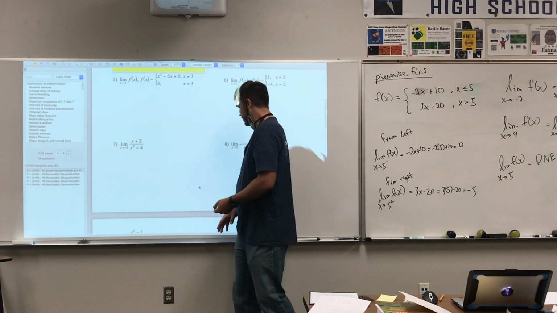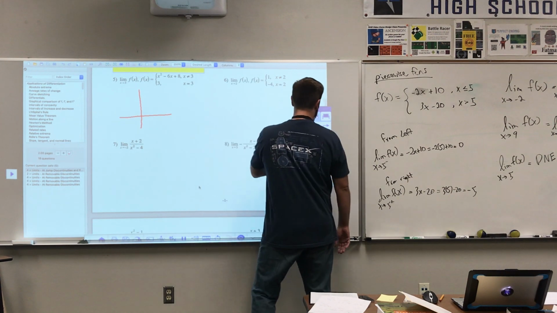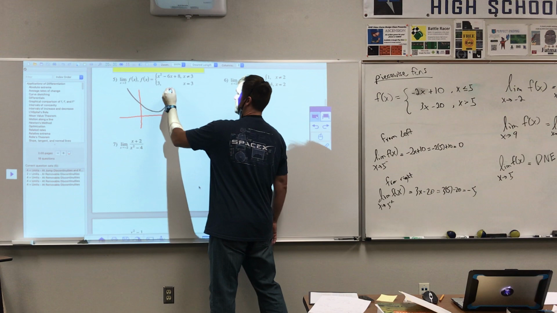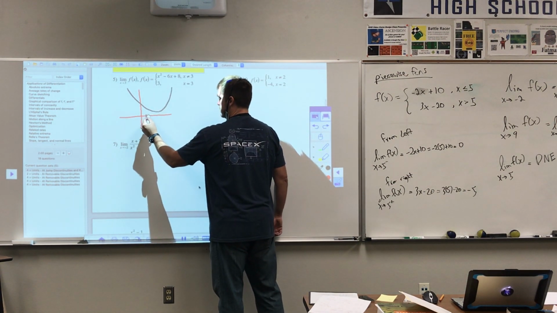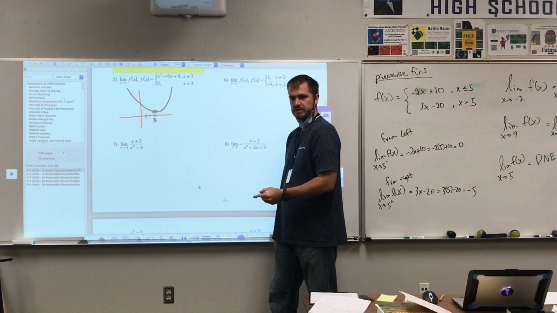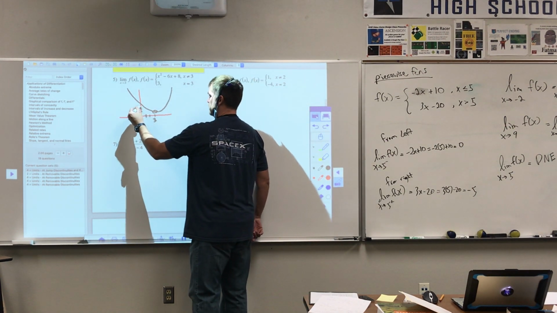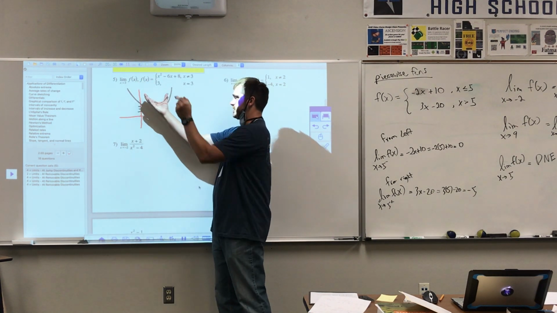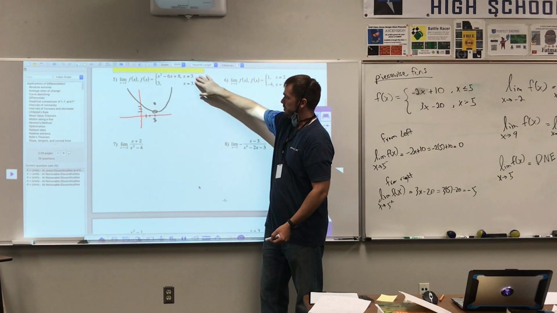So this function is going to look something kind of like this, okay? Except at an x value of 3, there's a hole in the graph, and at 3, it's going to equal 3. I don't know if this is shifted up, down, or whether that's filling in the hole. I'm not exactly sure, but that's what this type of thing means.